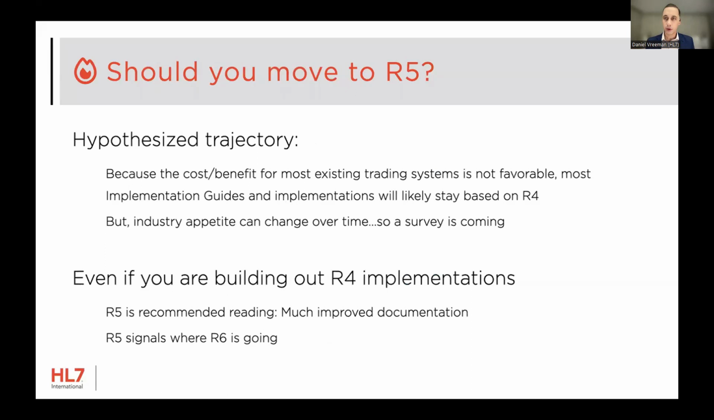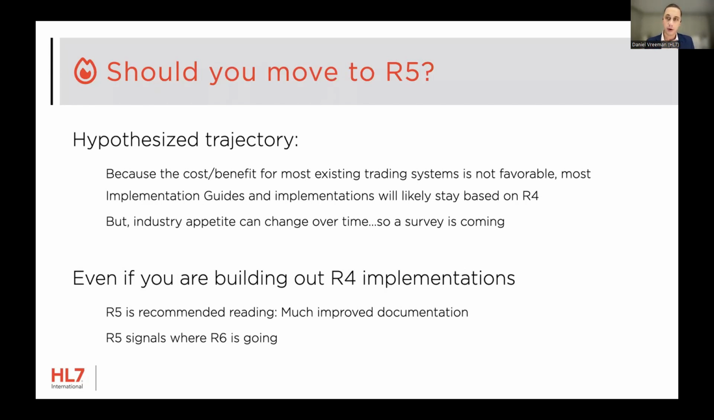When we at HL7 look across the industry and consider those three questions, we hypothesize that the cost-benefit ratio for most existing trading systems is not that favorable for moving to R5. And so we expect that many implementation guides and implementations will likely stay based on R4 for some time. But we have thought that before, and industry appetite can change, and there may be growing interest to move more quickly. And so we're planning a survey to help understand more about how the industry is thinking about R5.